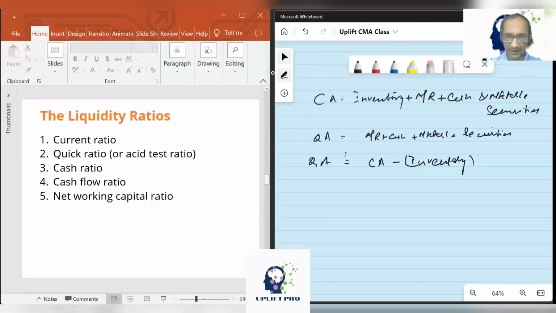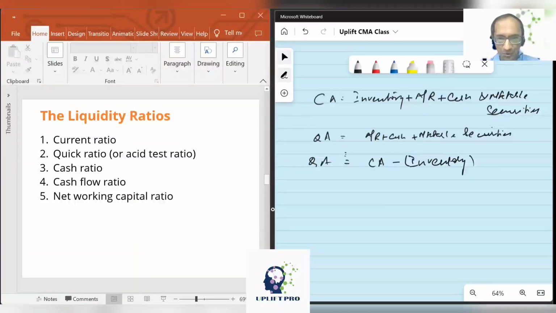And also, the second point is that to convert your inventory into cash, it takes some time, because it is not easy to sell all your goods readily for cash without incurring a loss. Okay? So that is why quick assets are current assets minus your inventory.